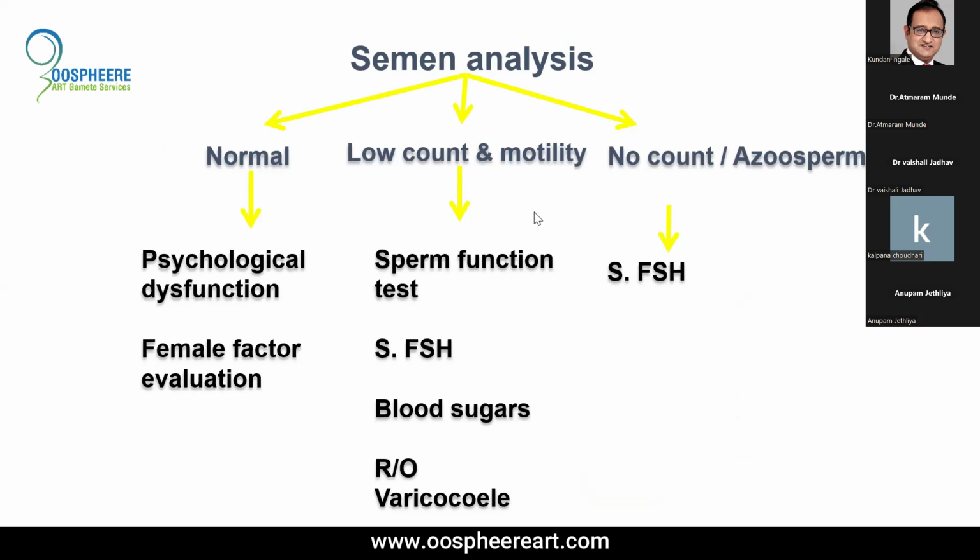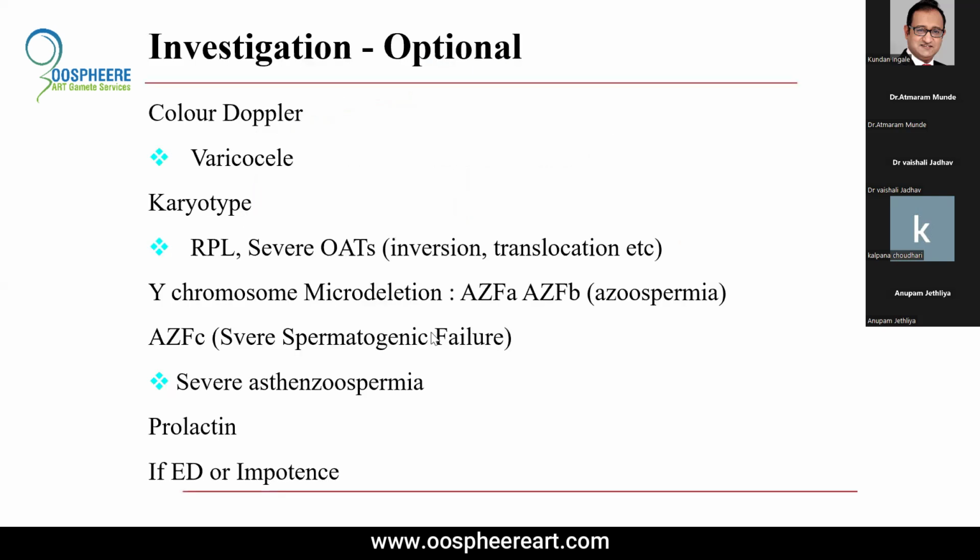Low count, you need to do a sperm function test, serum FSH, blood sugar, rule out varicocele, and simultaneously evaluate the female part. No count or azoospermia, do FSH and physical examination to rule out congenital absence of vas. Color Doppler to rule out varicocele, but varicocele diagnosis by color Doppler sometimes can be overdiagnosed or underdiagnosed.